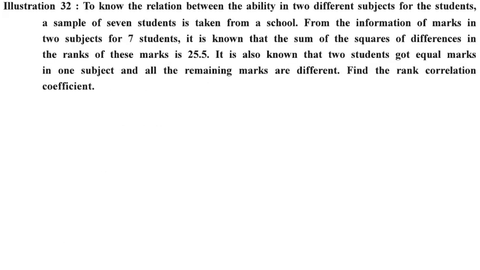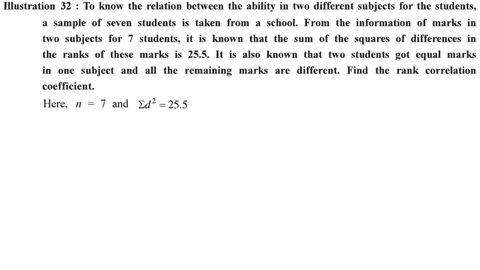Last illustration, to know the relation between the ability in two different subjects for the students. A sample of 7 students is taken from a school. From the information of marks in 2 subjects for 7 students, it is known that the sum of squares of differences in the ranks of these marks is 25.5. That means n is 7 and summation d square is 25.5. Now it is known that 2 students got equal marks in one subject.